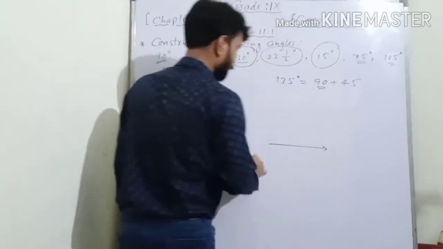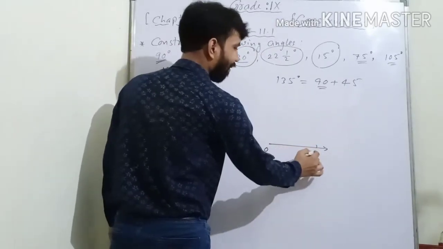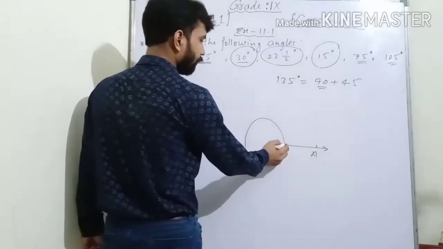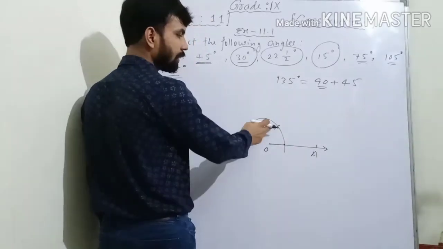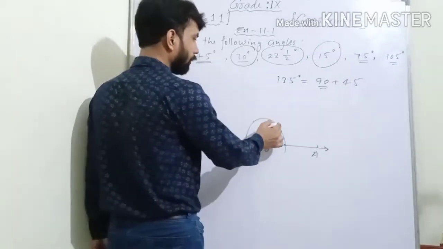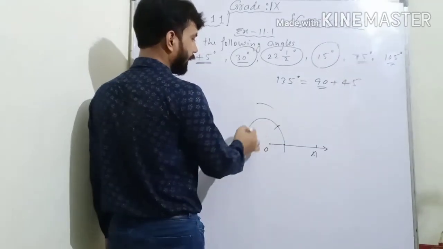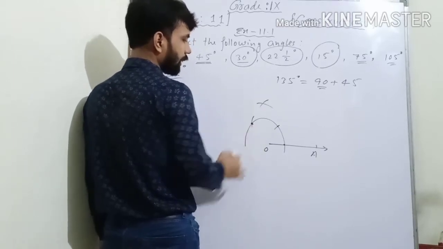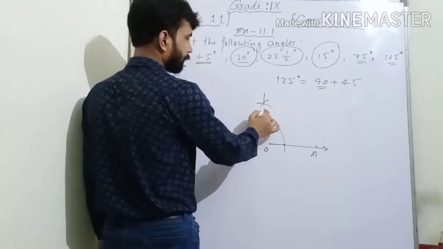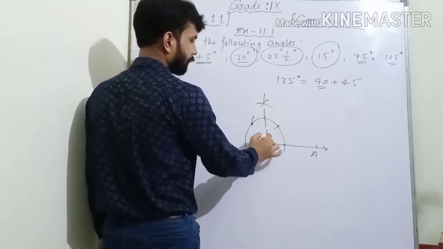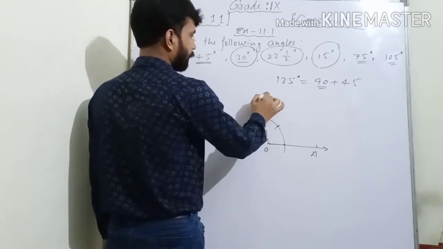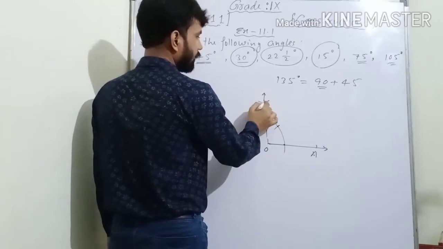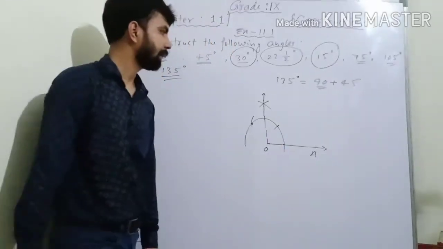Draw a baseline O A. Semicircle. From here, we will construct an arc. This is the measurement of 60. Now we will put our compass here, construct an arc like this and like this. Now we will put our compass here, construct an arc like this. This is the 90 degree angle.